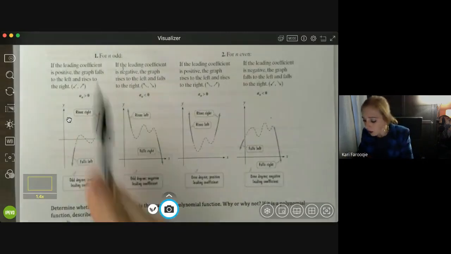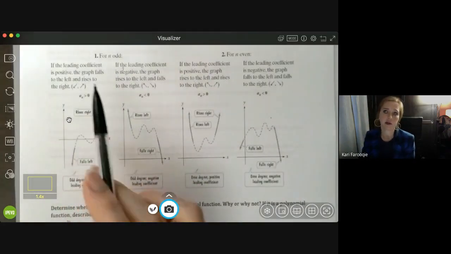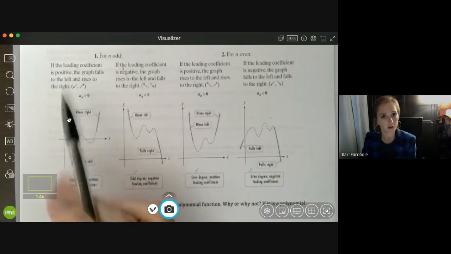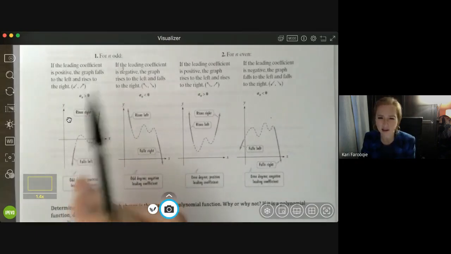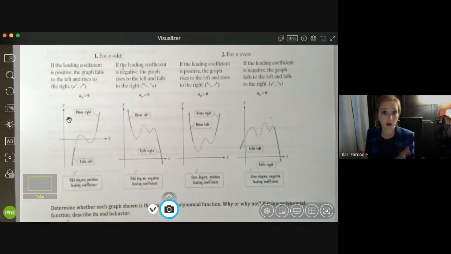If n is odd, then you have 2 possibilities. Now, n being odd would mean you have some polynomial that's like x to the 3rd, x to the 5th, x to the 7th. You're really not going to see anything higher than that unless it's just for purposes of talking about what the end behavior is, but you're certainly not going to be graphing like x to the 9th power polynomials. That would be nuts.